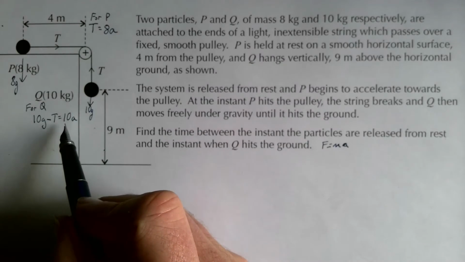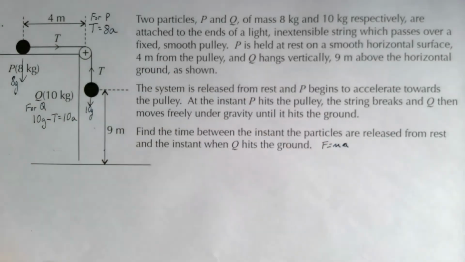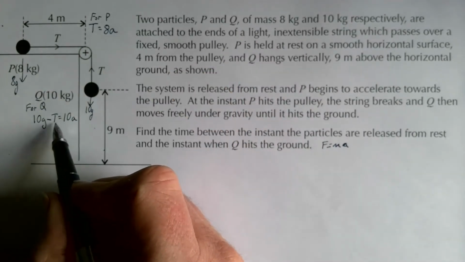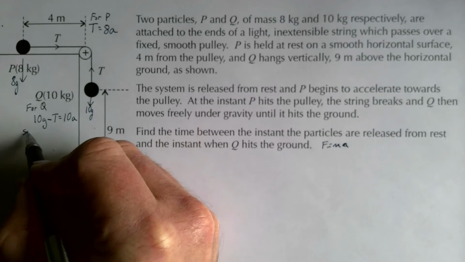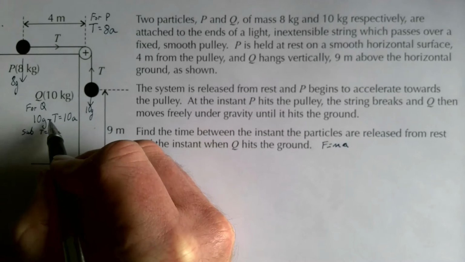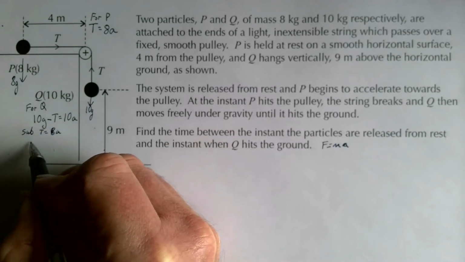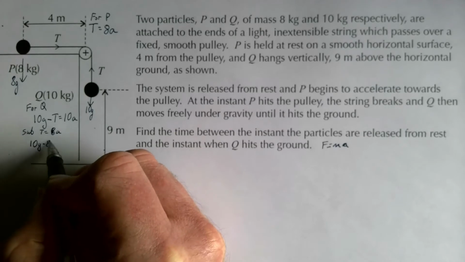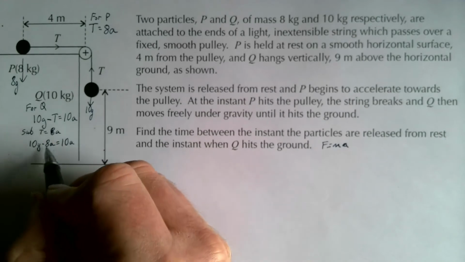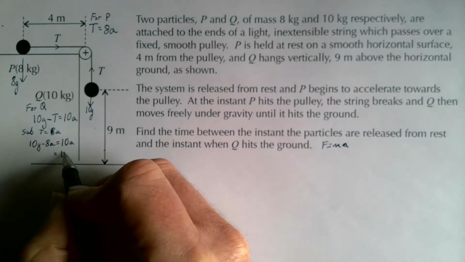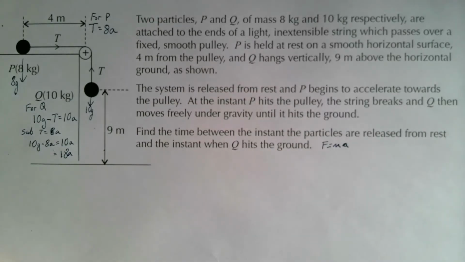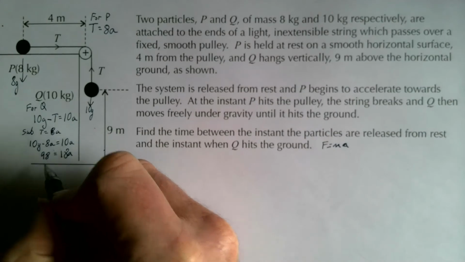So all I'm going to do is say, I know that T is equal to 8A according to that. So I'm going to substitute T equals 8A into this equation, and that's going to give me 10g take 8a equals 10a. Now if I add 8a to both sides, that gives me 18a, and g is 9.8, isn't it? So I could change that now to 98.